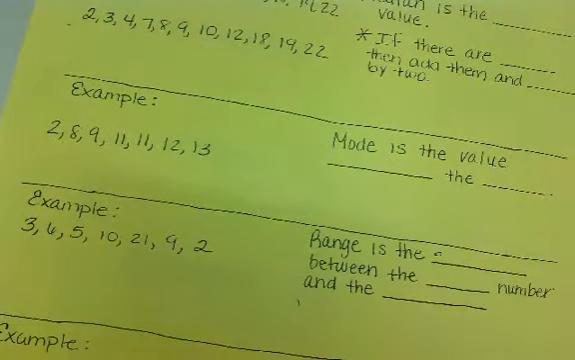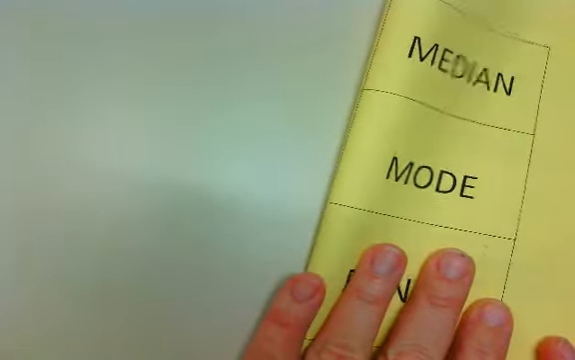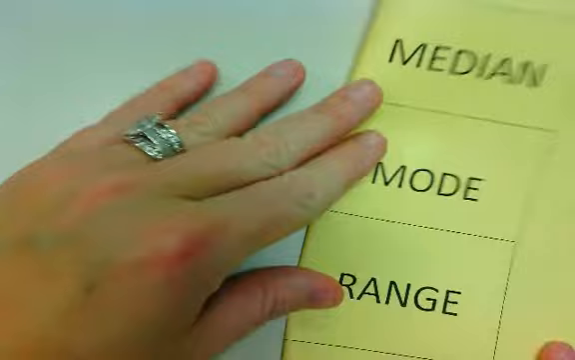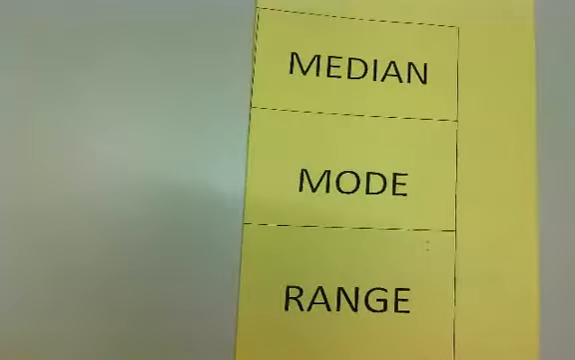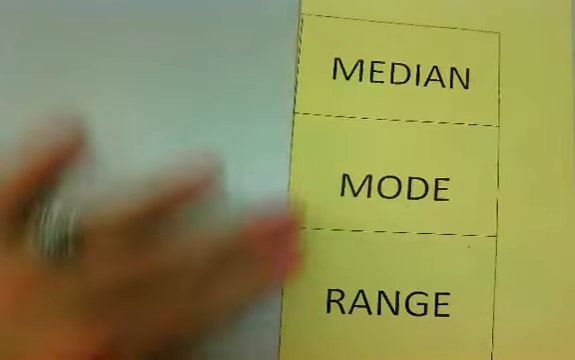Okay, so we're going to begin with this one. What I need you to do is put your other one to the side and fold it like this for me, because we're going to make it a little foldable here. Alright, perfect. And we're going to start with median, okay?